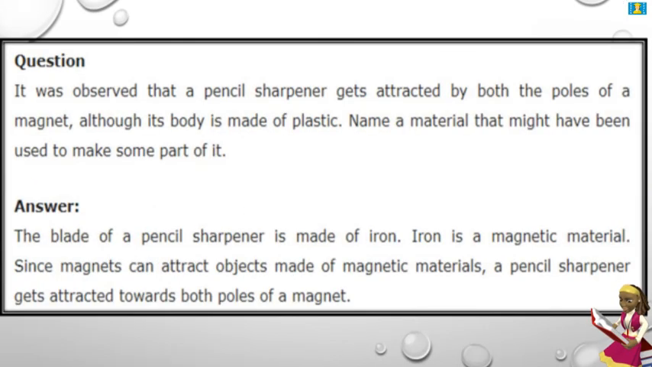Next question is, it was observed that a pencil sharpener gets attracted by both the poles of a magnet, although its body is made of plastic. Name a material that might have been used to make some part of it. And the answer is, the blade of a pencil sharpener is made of iron. Iron is a magnetic material. Since magnets can attract objects made of magnetic materials, a pencil sharpener gets attracted towards both poles of a magnet.